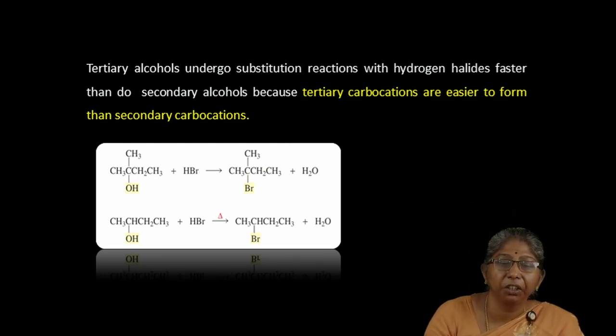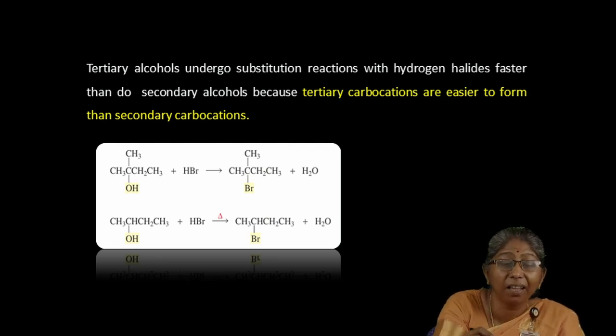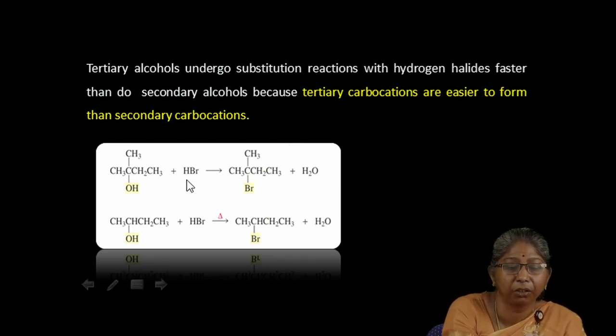In the case of tertiary and secondary alcohols, they undergo substitution reactions with the hydrogen halides, and tertiary alcohols react much faster than secondary alcohols, because tertiary alcohols form tertiary carbocations, which are much more stable than secondary carbocations. The same type of reaction takes place in both, but in the first reaction there is no need to heat. The reaction takes place at room temperature itself, but in the case of secondary alcohol with HBr, the reaction needs heat energy, because here a secondary cation is formed.